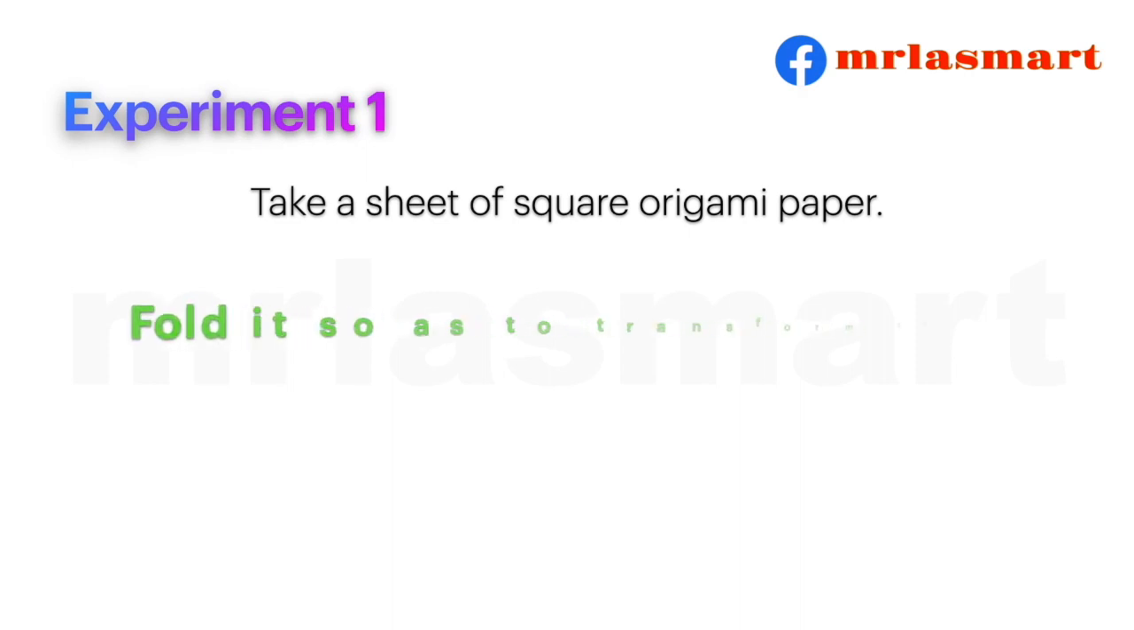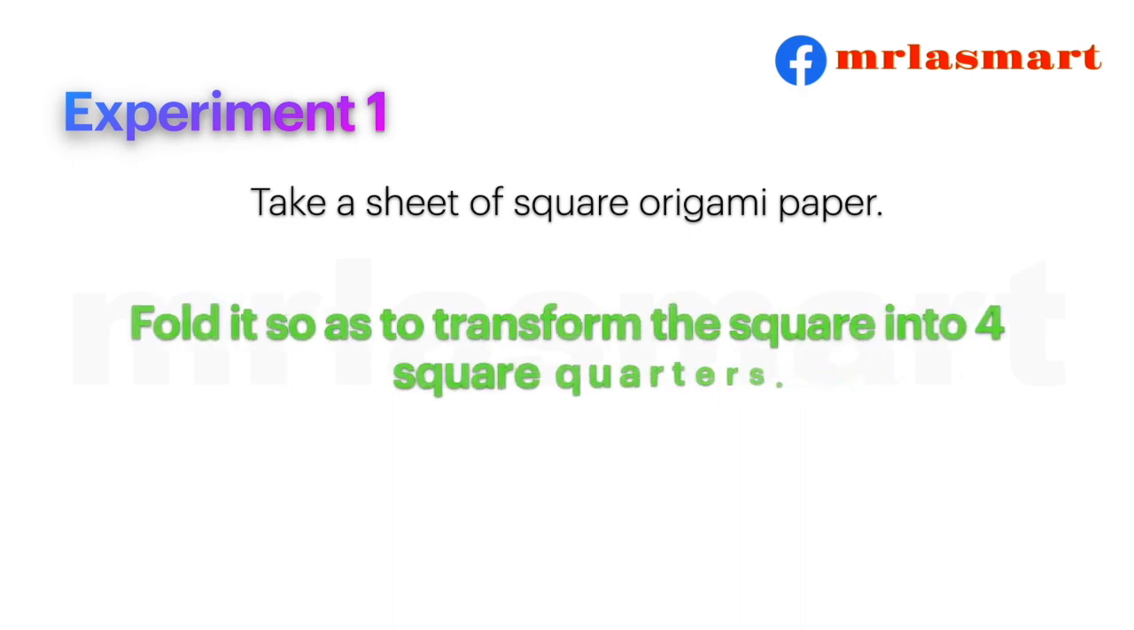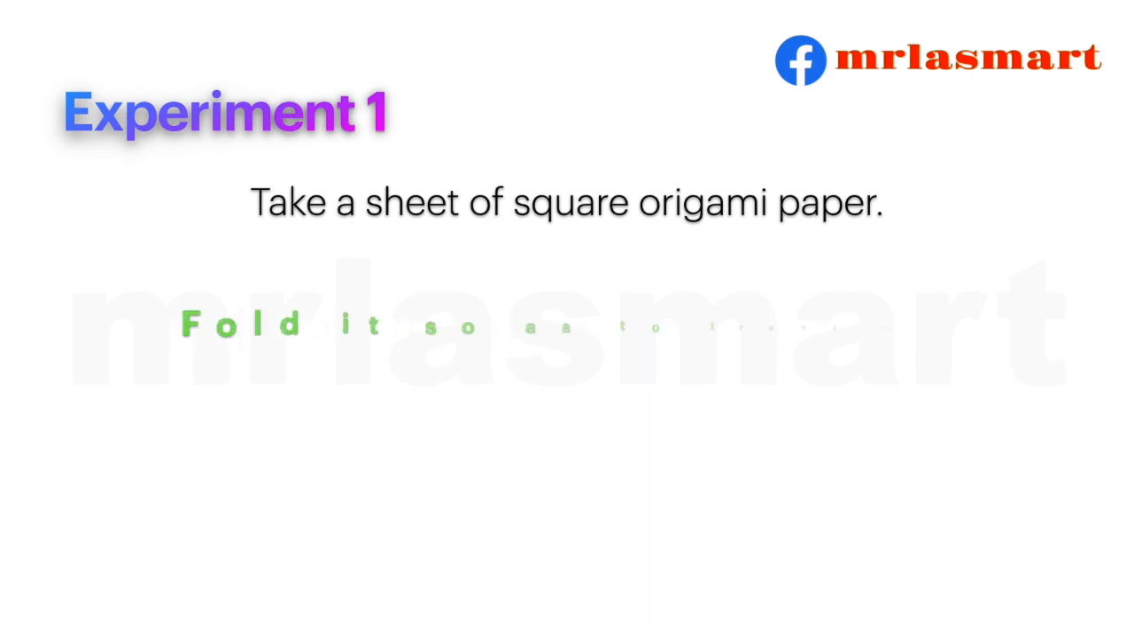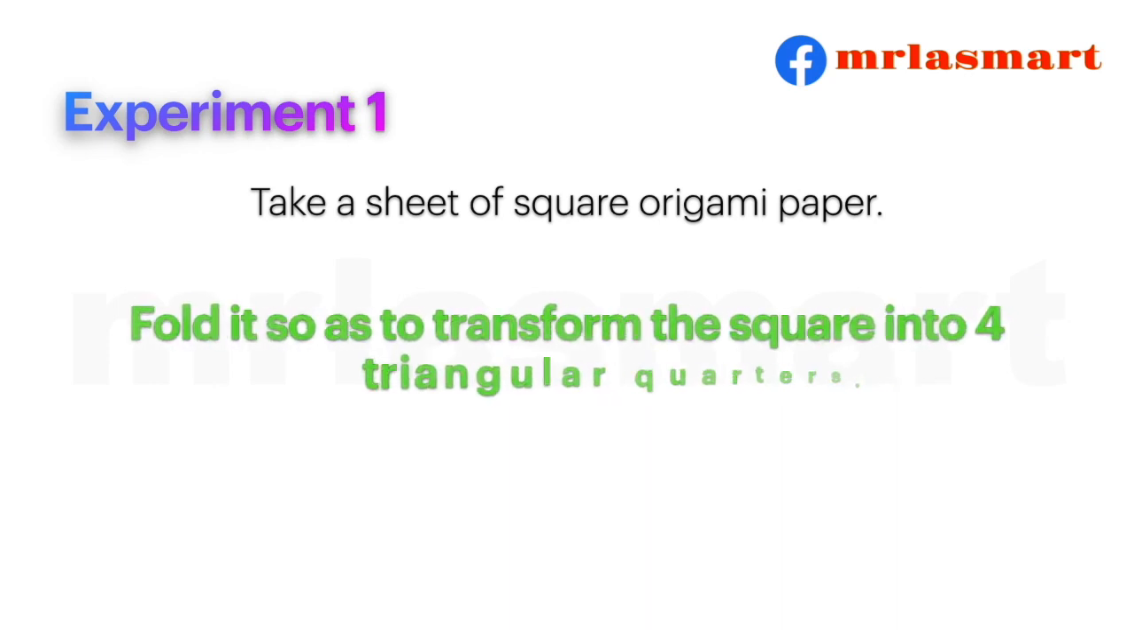Fold it so as to transform the square into 4 square quarters. Fold it so as to transform the square into 4 triangular quarters.